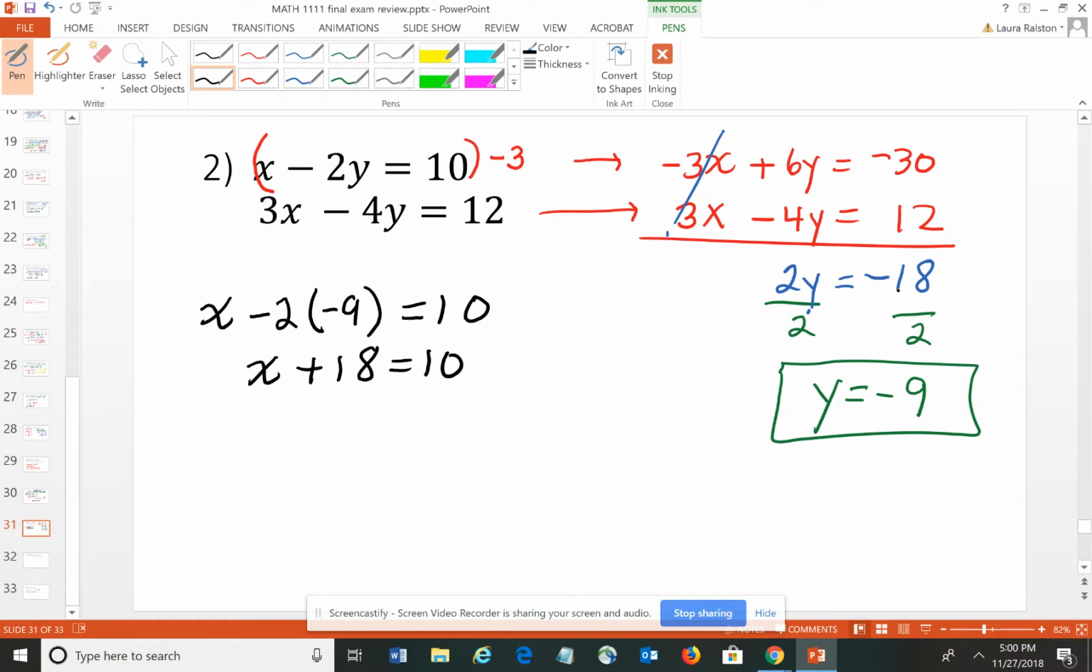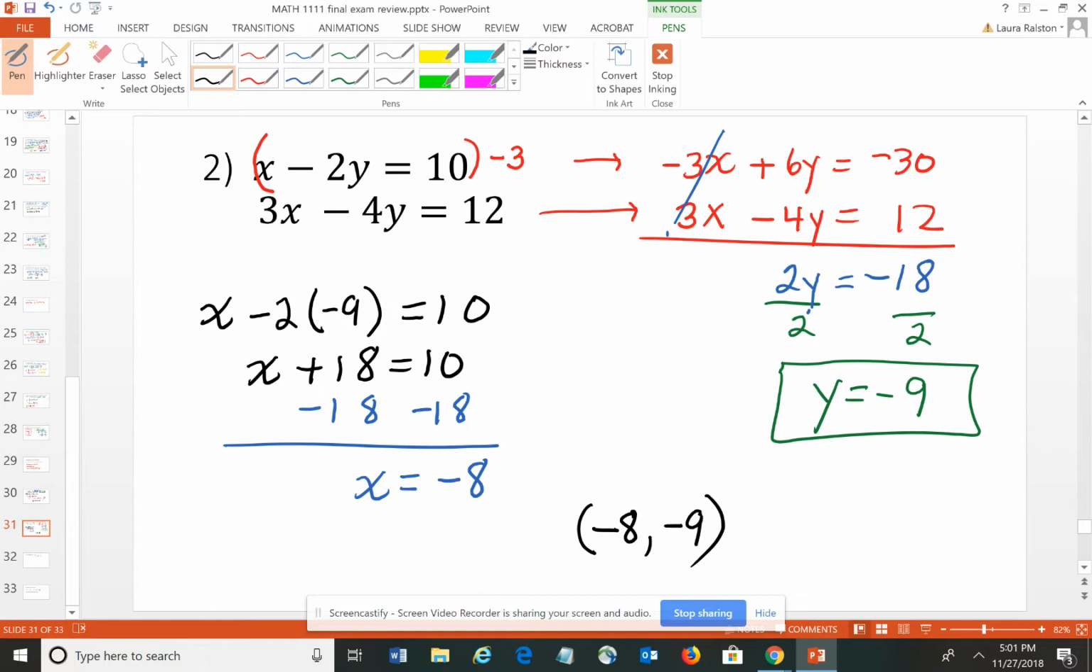And then I'm going to subtract 18 from either side. So I have x equals -8. So written as an ordered pair, my solution to the system would be -8, -9. And again, you may want to plug that in. Remember, if it's multiple choice, you can plug and chug and make sure that it's true in both equations.